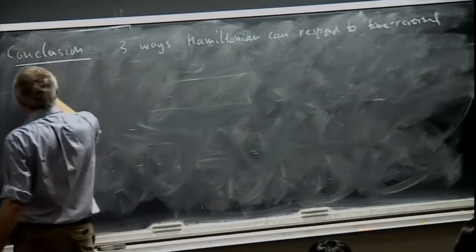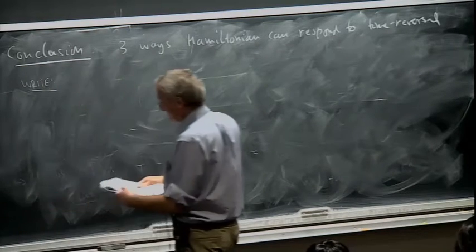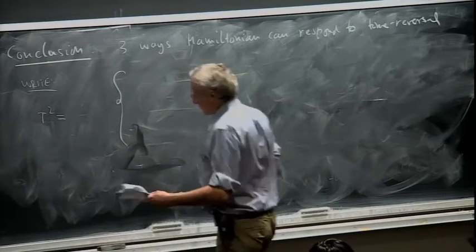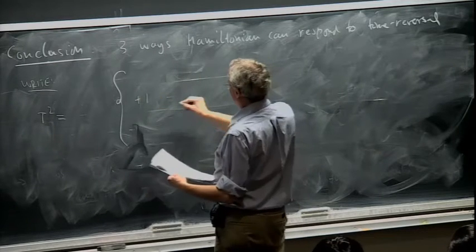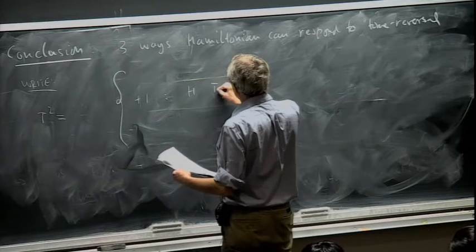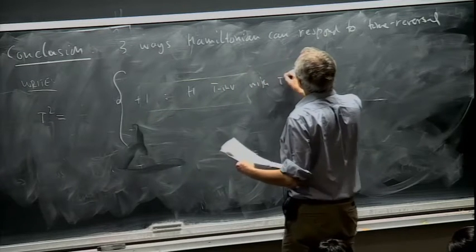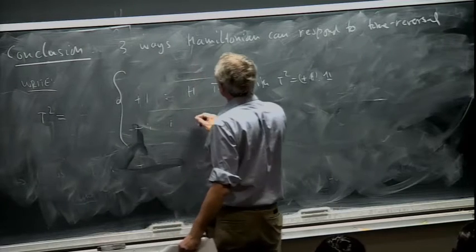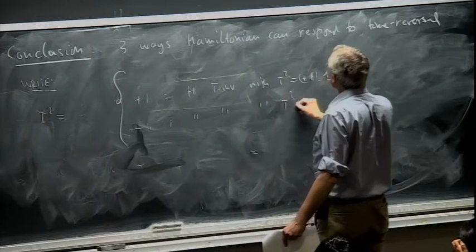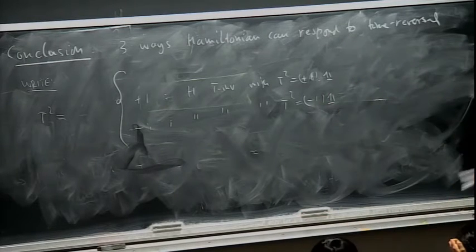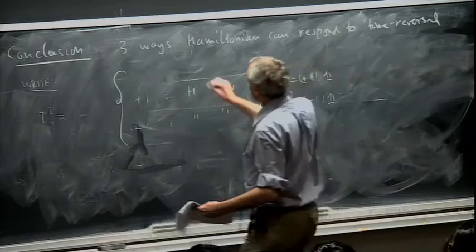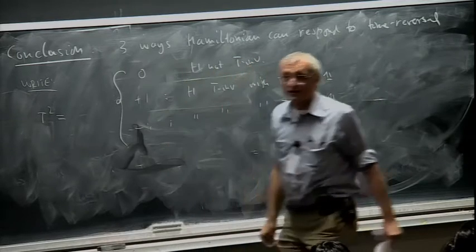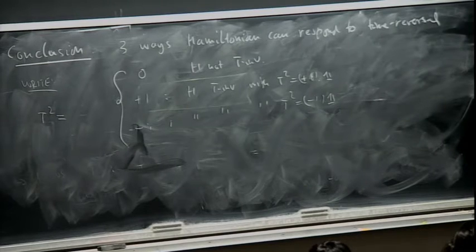So now we write T squared. So T squared is plus 1 means that H is T invariant, where T squared is plus identity. Minus 1 means H is T invariant, where T squared is minus identity. And then it may happen that H is not time reversal invariant, and then we just write simply zero. So that's what the symbols zero, plus, minus one mean in the table.